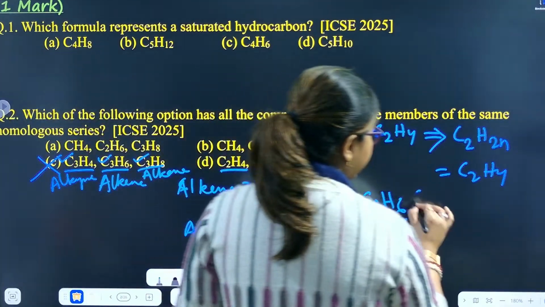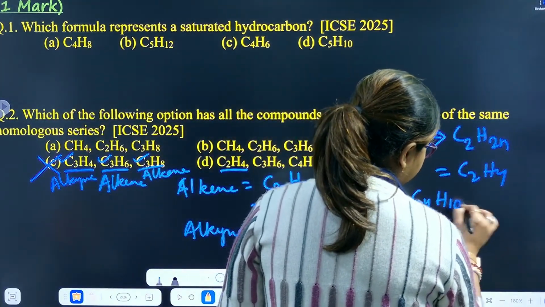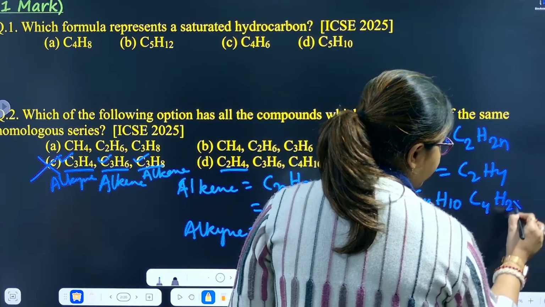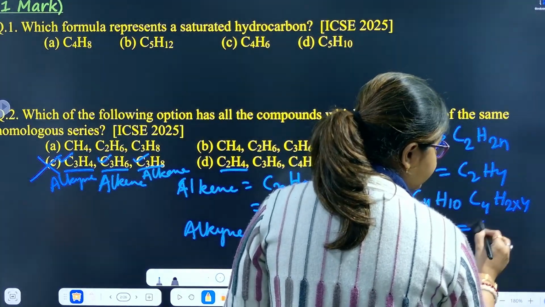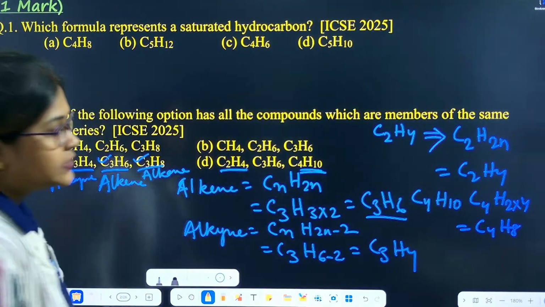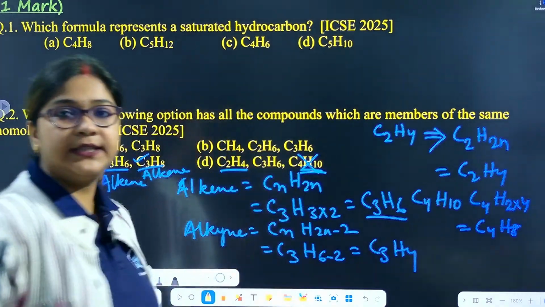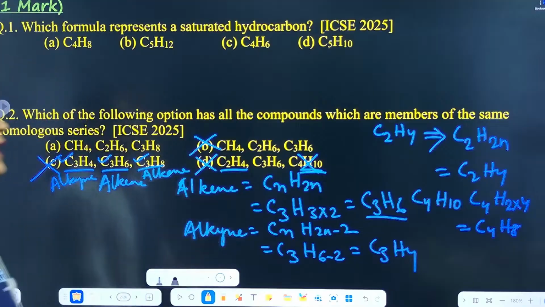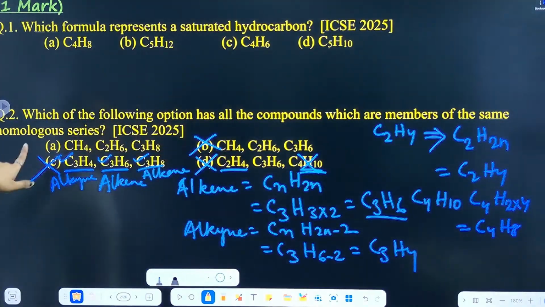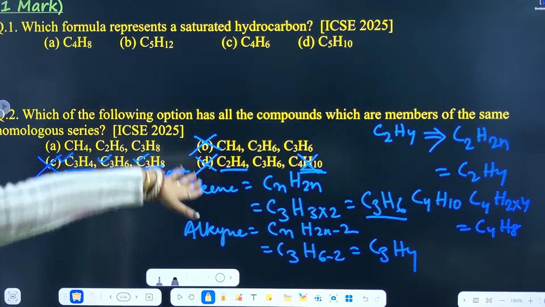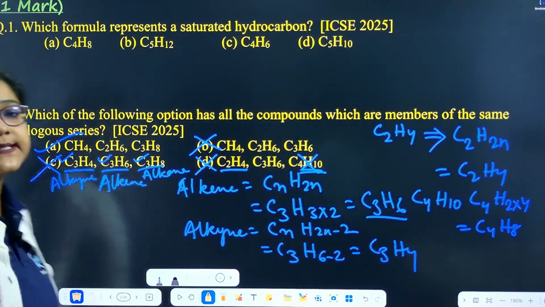C4H10. If it had been alkene with 4 carbons, it would be C4H8, but it is H10. So this does not fall in the alkene series. Therefore, this is also not the correct option. So the first option is that of the alkanes, methane, ethane, propane. So the correct answer is A.